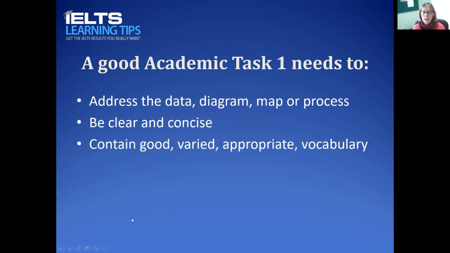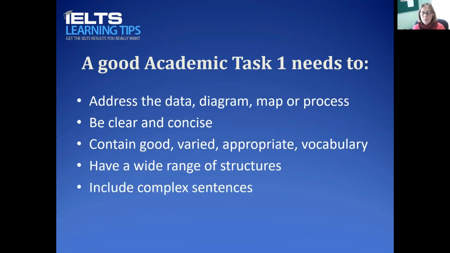It needs to contain, obviously, very good vocabulary, which is appropriate to the task, and also very varied. The same is true of structure. So this is no different from task 2. You need a wide range of structures and many different ways of saying the same thing. You have to have complex sentences because they're in the band descriptors. And if you don't have complex sentences, you can't achieve a band 7.